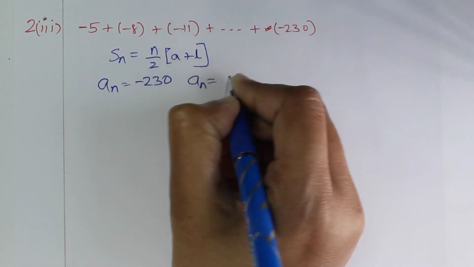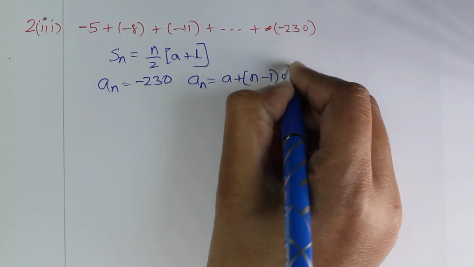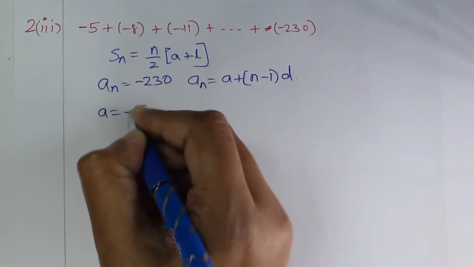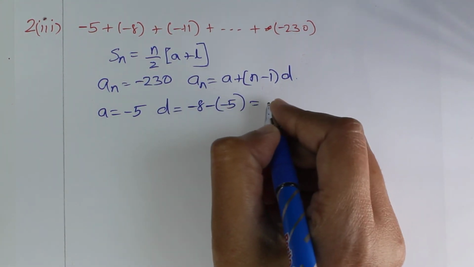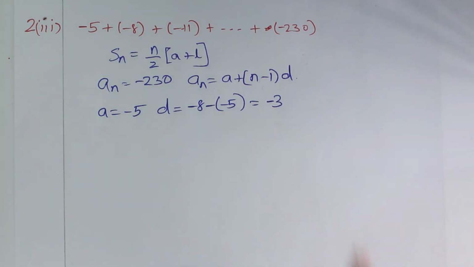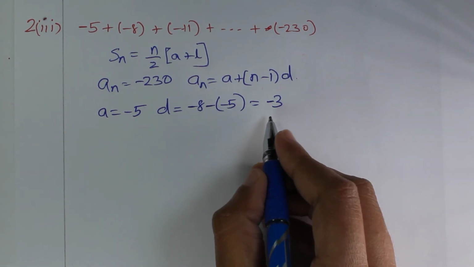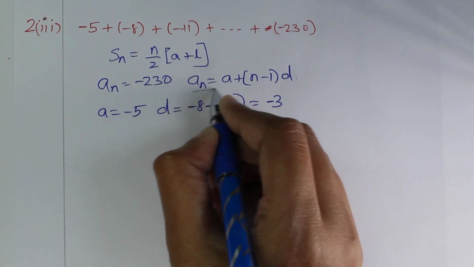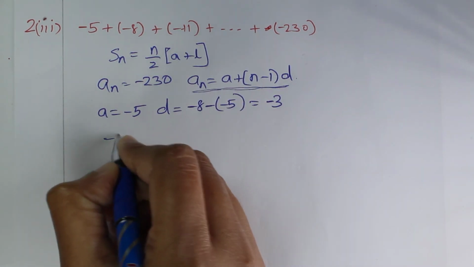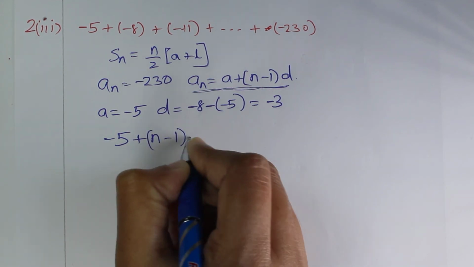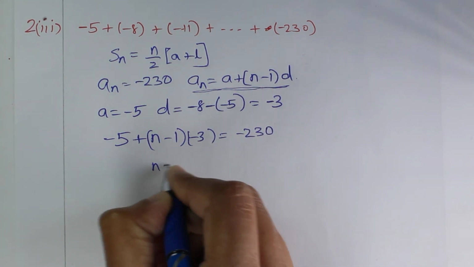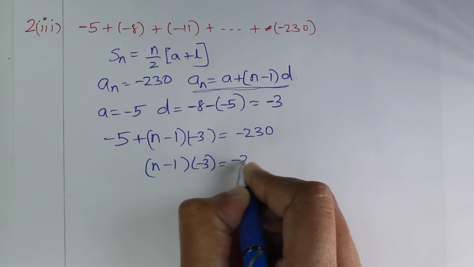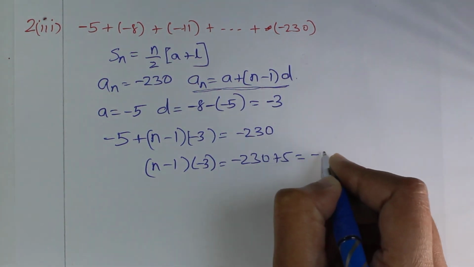And an formula is an is equal to a plus n minus 1 into d. Here a is equal to minus 5 and d is equal to minus 8 minus of minus 5. That is equal to minus 3. So I got the d value as minus 3. Now let's substitute these values in this equation. An is equal to a plus n minus 1 into d. Minus 5 plus n minus 1 into minus 3 is equal to minus 230. N minus 1 into minus 3 is equal to minus 230 plus 5, that is equal to minus 225.